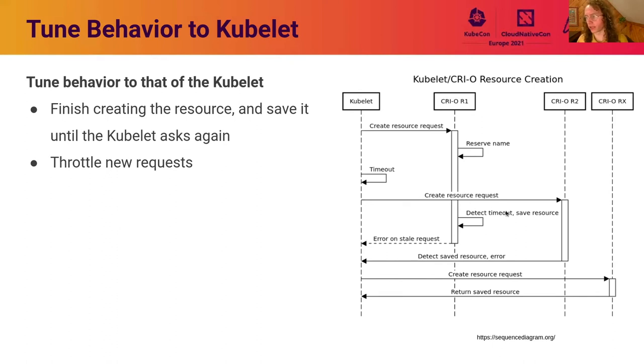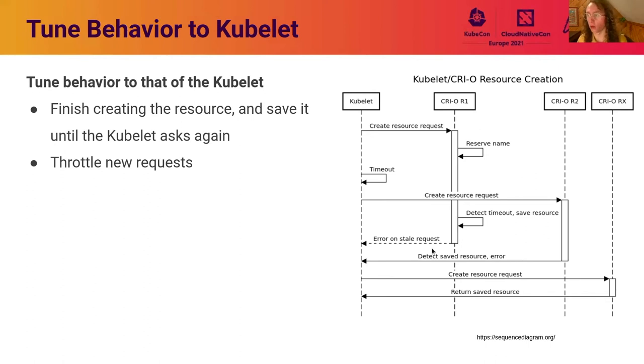Eventually, CRI-O, the original routine, detects that the timeout happened and it saves the resource. This is consistent with what we did before. And CRI-O returns an error. The second routine also needs to return an error. This is to mitigate against a situation where the Kubelet decides that the request has timed out at the same time CRI-O decides that the resource is available. Kubelet cancels, CRI-O attempts to send, and that resource gets lost. So to protect against races, the second CRI-O routine returns an error.